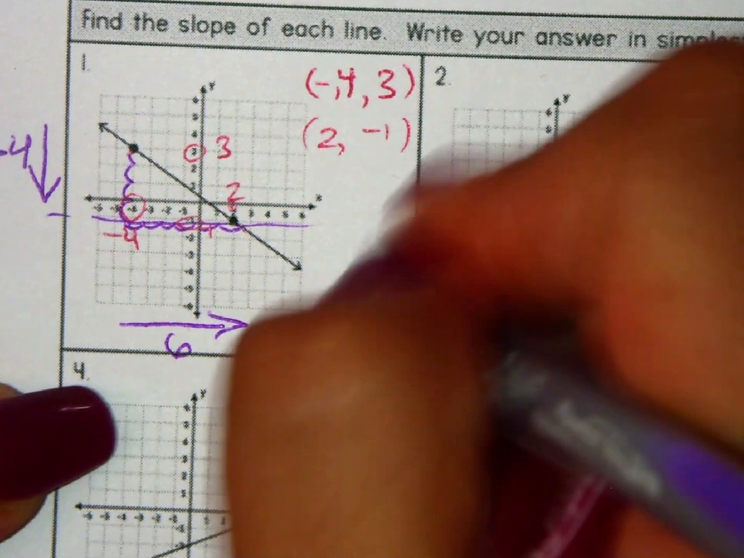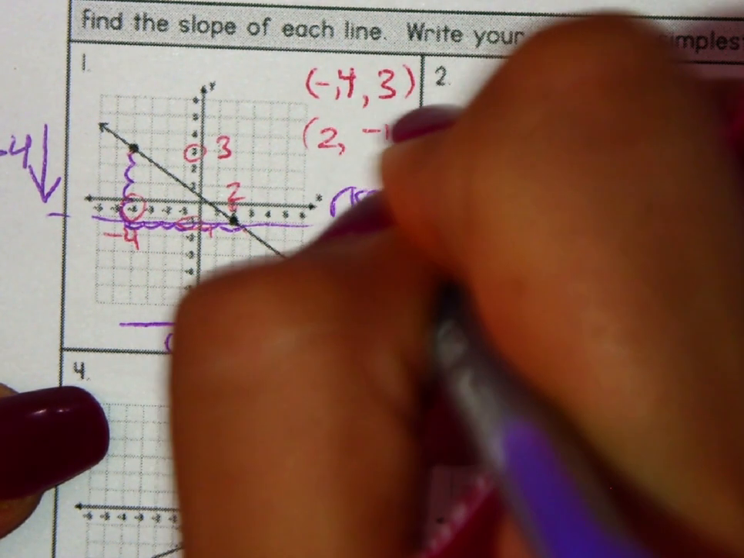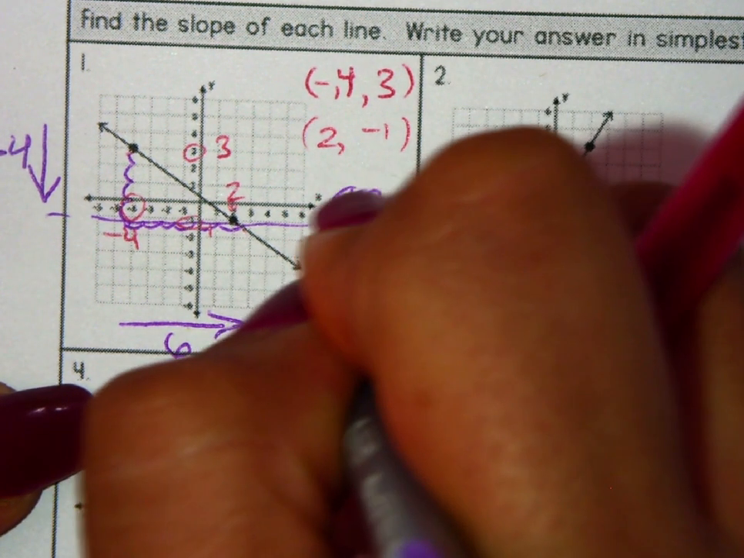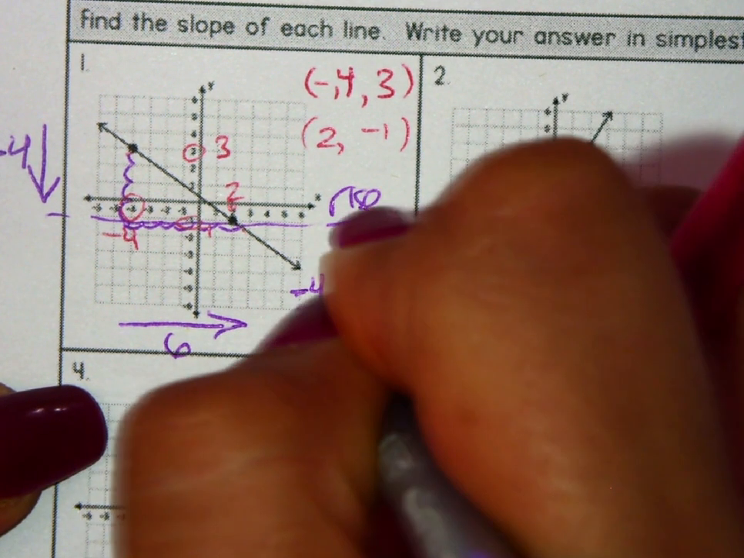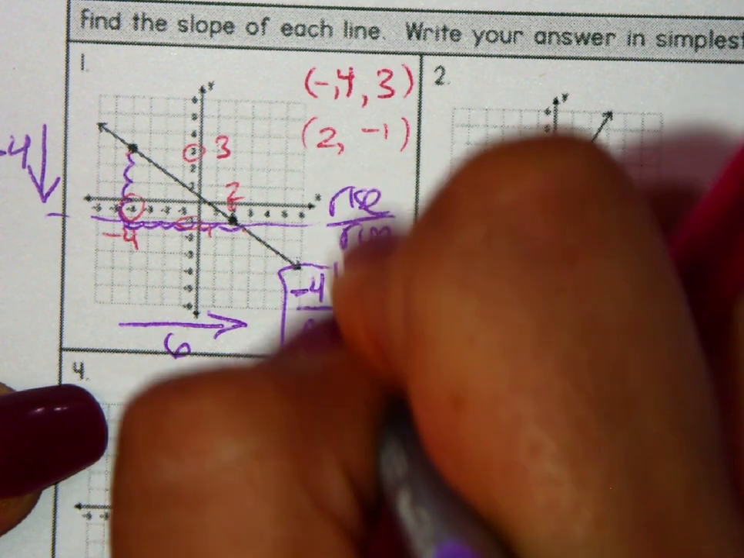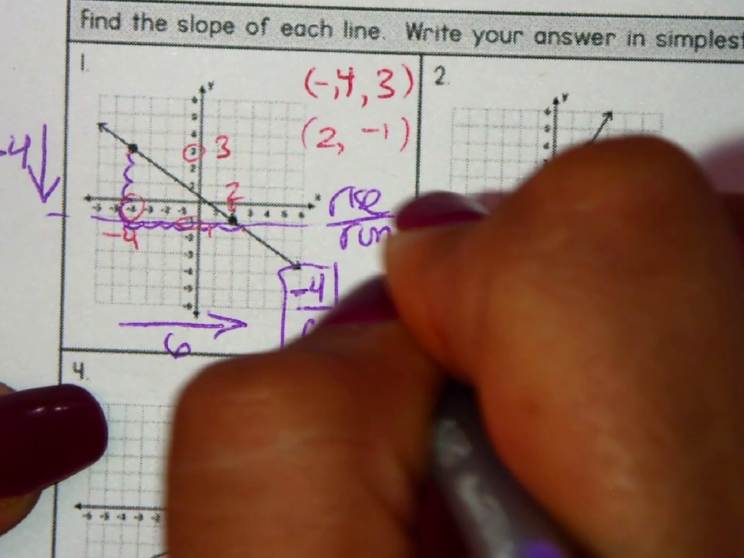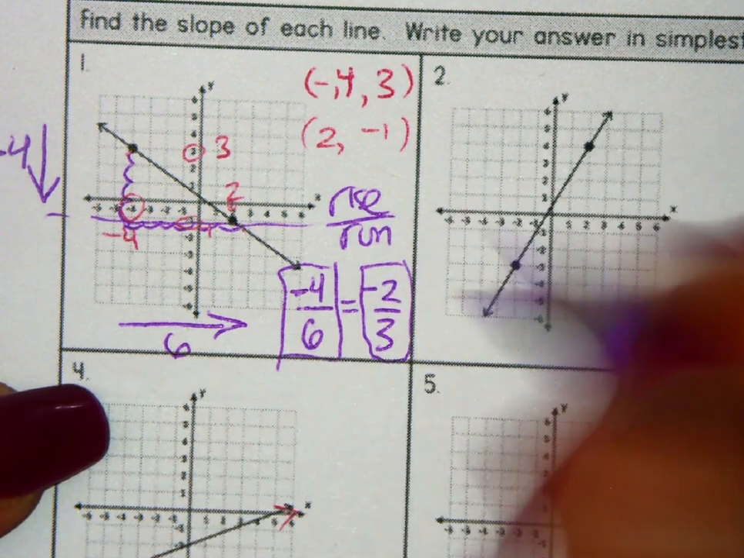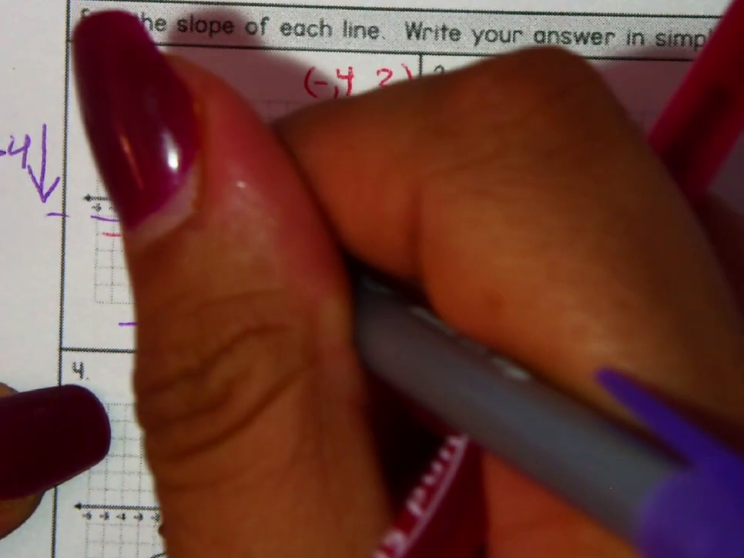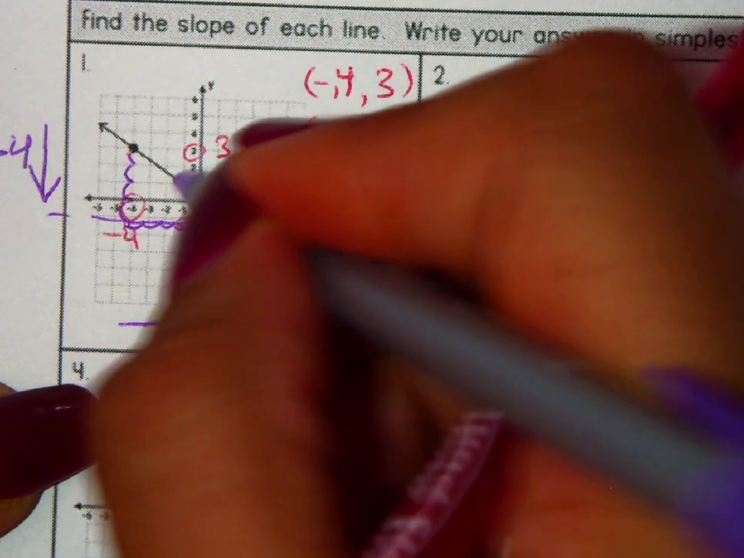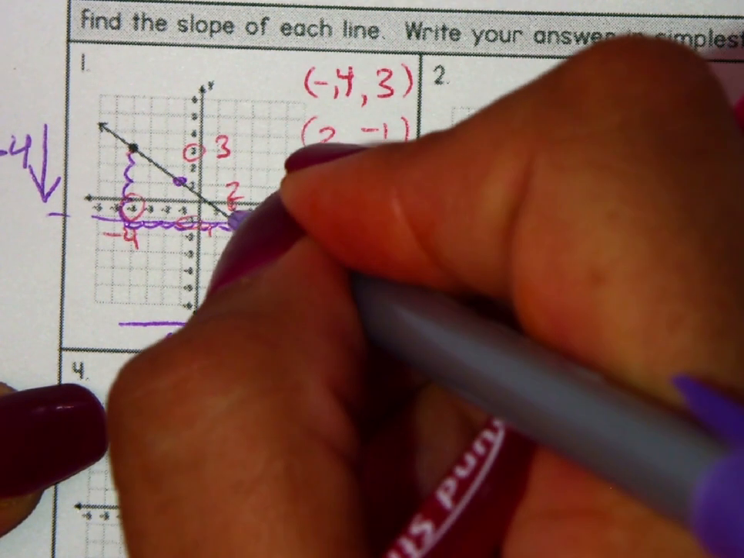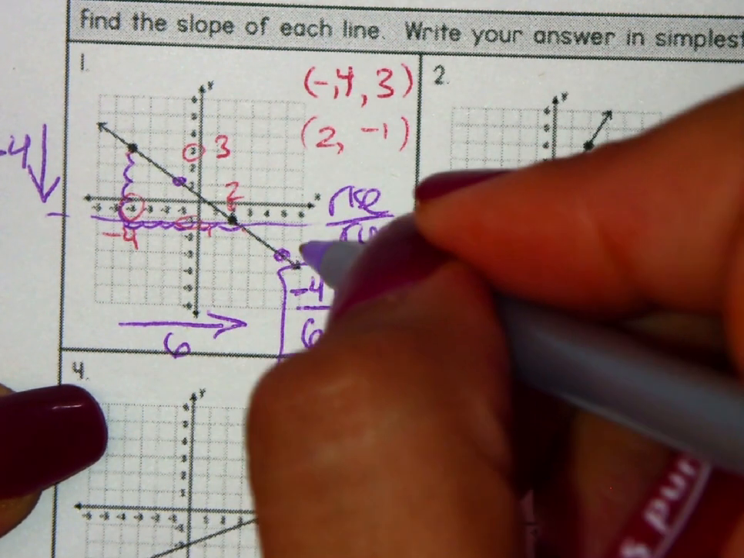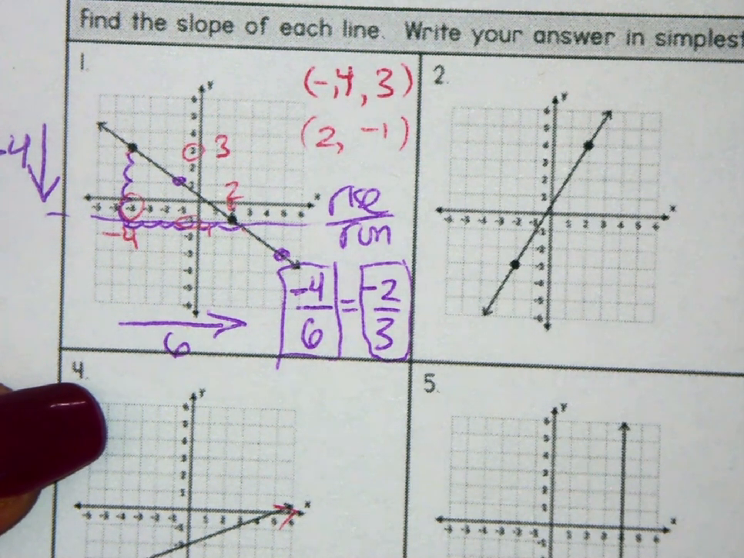So when you put this together as a rise over run ratio, we're going to have -4/6. And this fraction needs to be simplified. So it's going to be -2/3. This is the slope for this line. It's down 2, run 3. Down 2, run 3. So notice how those points all merged and matched that line.